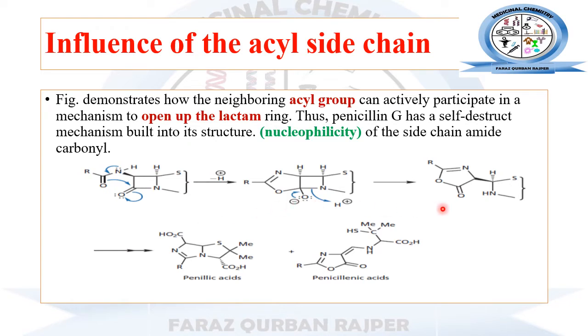This occurs because of the destruction of the penicillin. So different derivatives like penillic acid, penicilloic acid, and penicillenic acid will be formed. All these will ultimately have the effect that the antibacterial activity of penicillin is going to be decreased, and this is occurring only because of the influence of the acyl amino side chain carbonyl carbon.